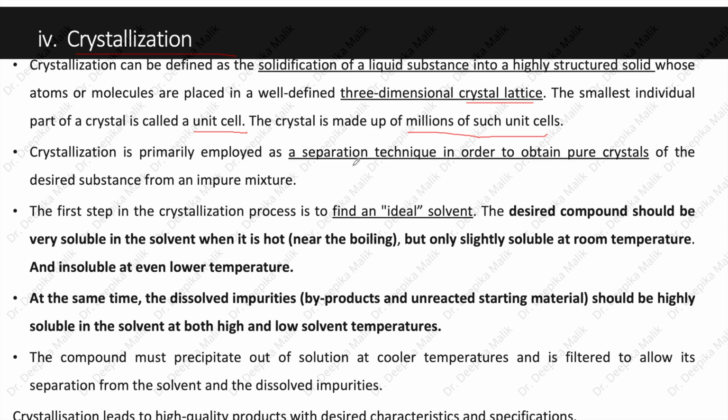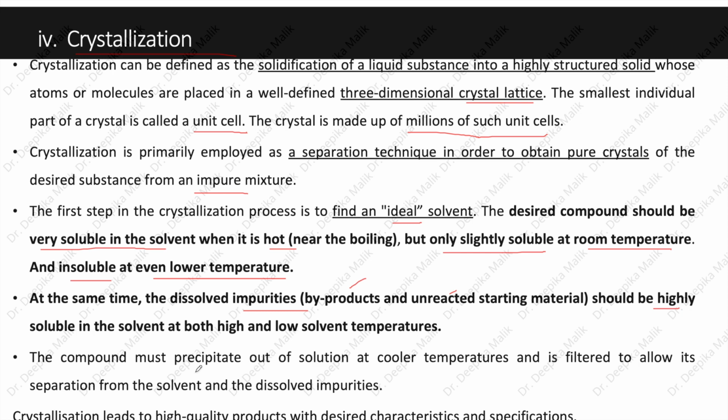Crystallization is primarily employed as a separation technique in order to obtain pure crystals of the desired substance from an impure mixture. The first step in the crystallization process is to find an ideal solvent. The desired compound should be very soluble in the solvent when it is hot, near the boiling point, but only slightly soluble at room temperature, and insoluble at even lower temperature. At the same time, the dissolved impurities, that is byproducts and unreacted starting material, should be highly soluble in the solvent at both high and low temperatures.